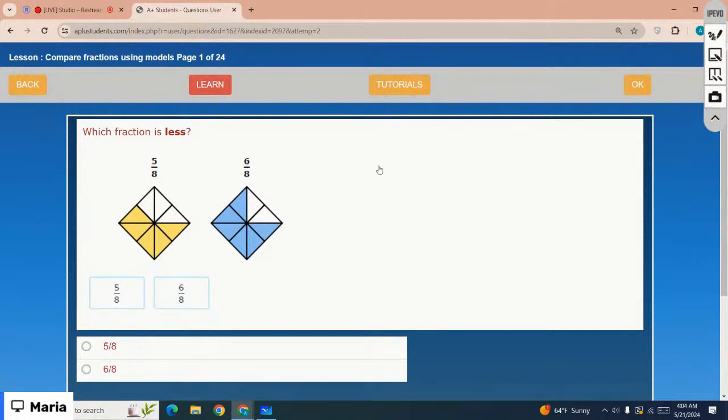Which fraction is less? The one that has the less portion colored is the one that is less, right? So they both have exactly the same portions, 8, right? Yes, so the one that has the less portion colored is the less. So 5/8 is less than 6/8. So the correct option is 5 by 8. Option number 1 is the correct option.